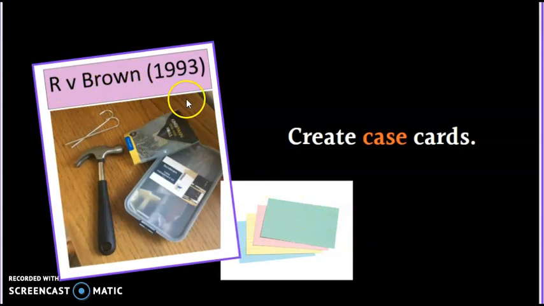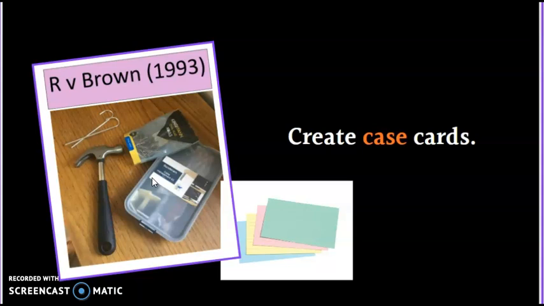So this particular one is Brown, and you can include a picture or draw a little picture if you want to, because that will certainly remind you of the facts of Brown. And then on the reverse, the other side of the card, you should write down the principle from the case. And then you've got a little revision flashcard that you can test yourself with.